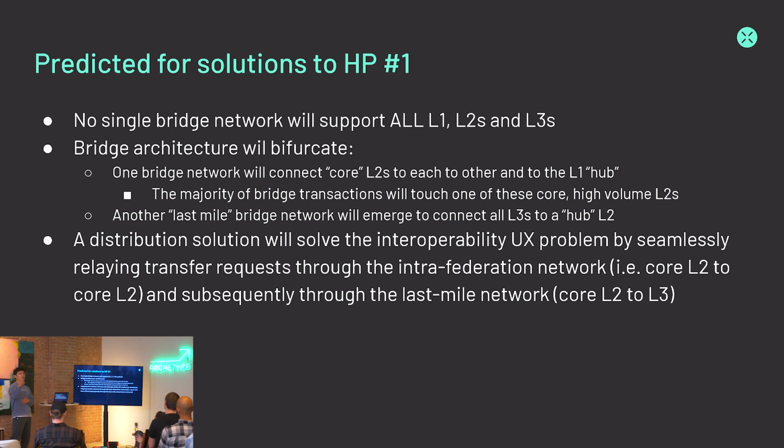This is leaving the core L2 network to these random L3s. No offense, but the TVL is going to be a lot lower than these bigger hub chains, is what I predict. And some sort of distribution solution that will solve the interoperability UX problem is going to somehow seamlessly stitch together these transfer requests between the hub network and the last network.